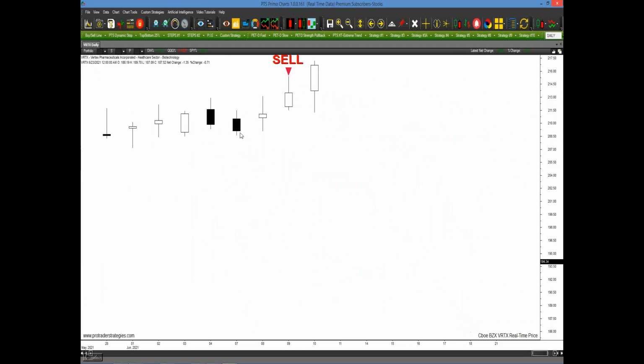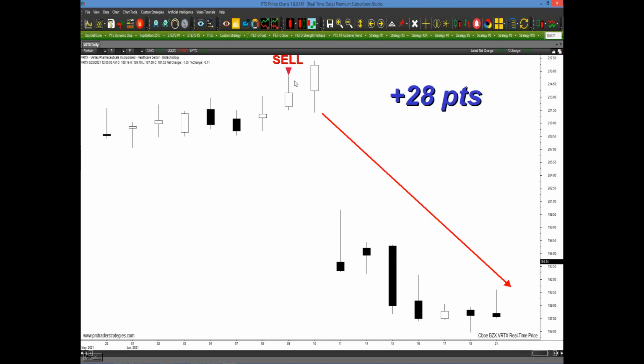Here's the pullback, actually starting right here. You have a sell signal, 28 points. Now, it took a couple of days, but ultimately it kicked in. And look at this gap down right here, okay?